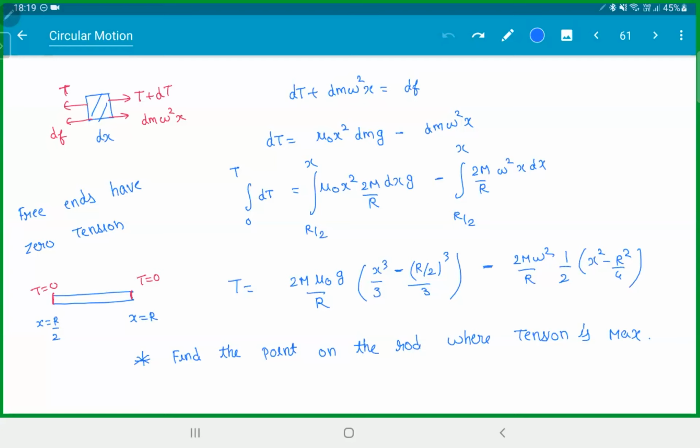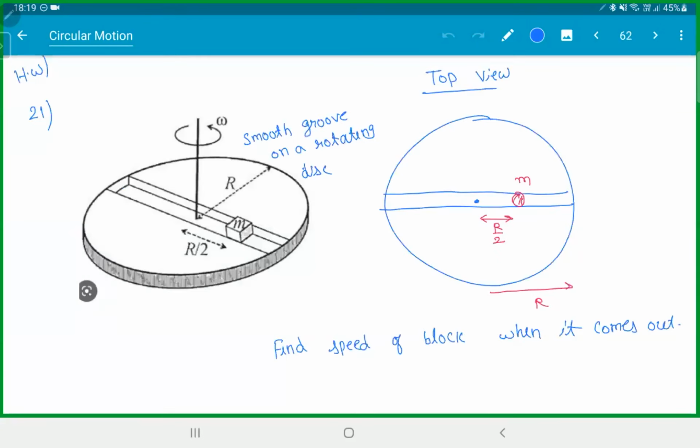All clear with this? Any doubts on this, please ask. Great. What about this guy? Didn't try, I'm sure. Take 2 minutes. Give it a try. I hope the question was clear. We have a disk with a groove inside and you have a block at a distance of r by 2. This thing starts rotating with omega and this block just comes out of this groove and flies off. Find the speed when it comes out. This is an easy one. Give it a try.